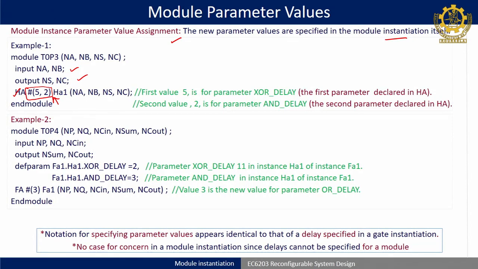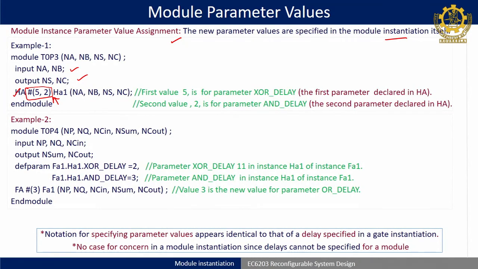Here you may be confused with after hash, I told many times that we used to put delays. That part will conclude at the end of this slide. For the time being, remember you have to write HA hash 5 comma 2, then the usual notation of writing the syntax for module instantiation, and here hash has to be written, it is mandatory, and order is dependent.